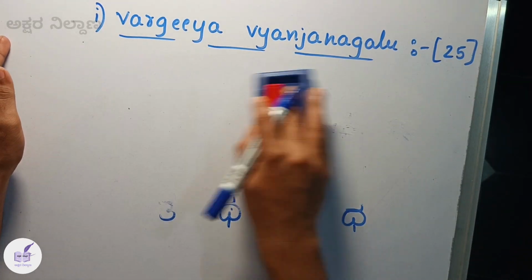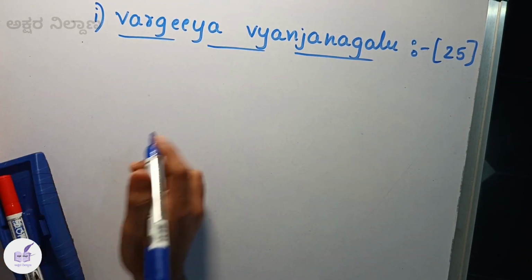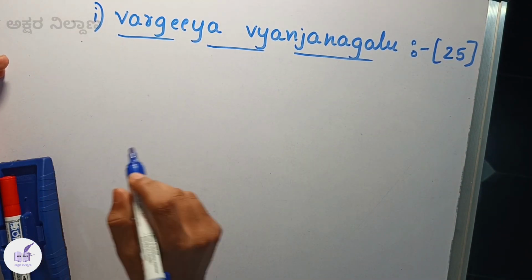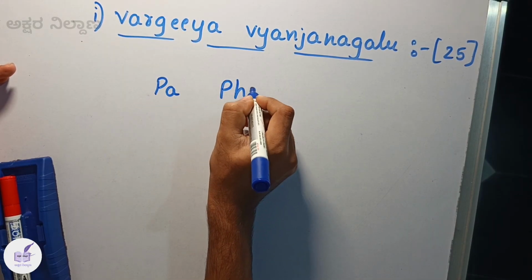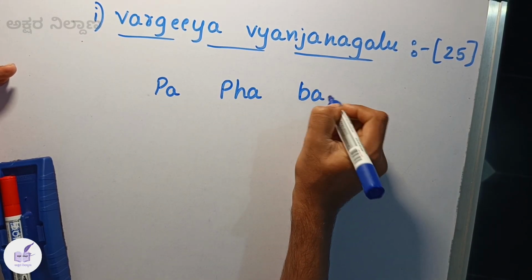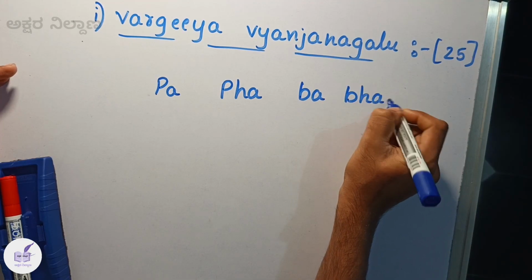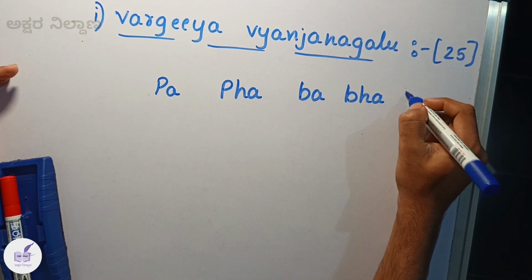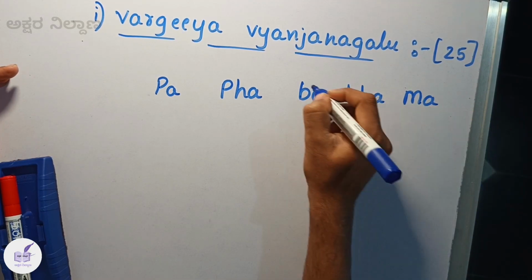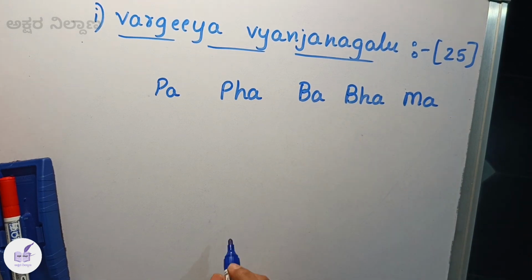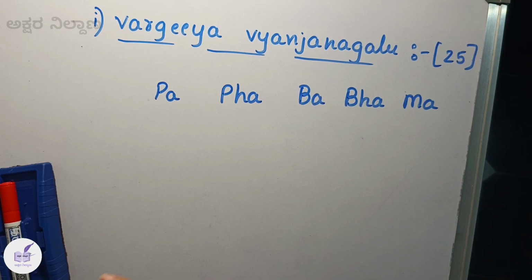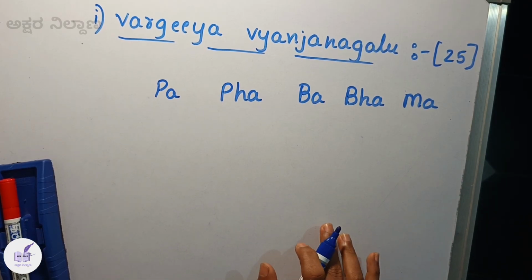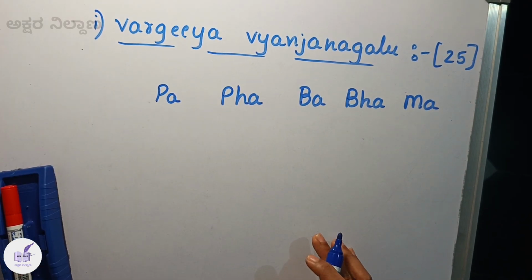So next we're going to move to the last line of the Vargiya Vyanjana. Those are 5 letters which are very easy to pronounce: pa, pha, ba, bha, ma. These 5 letters are pronounced with only the help of our lips.